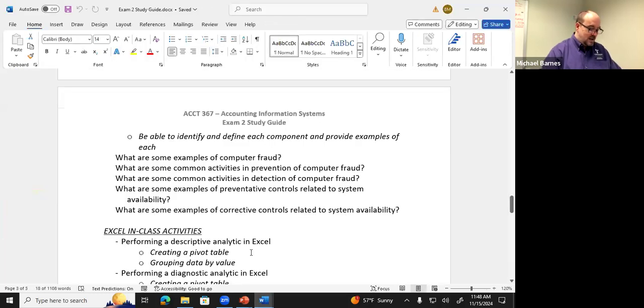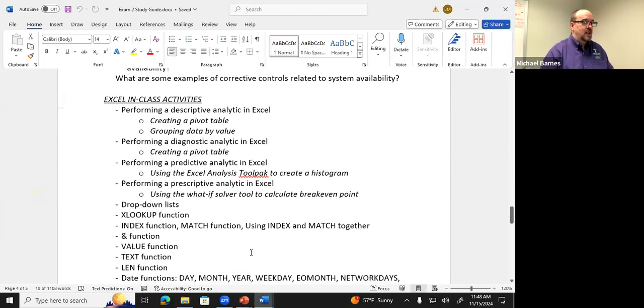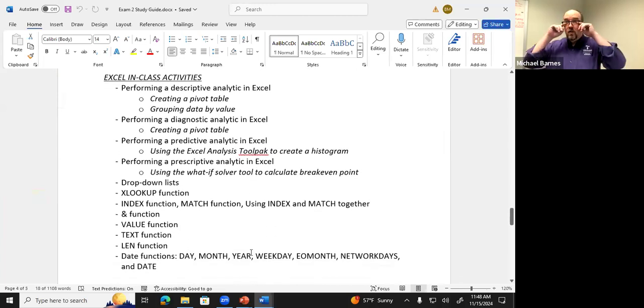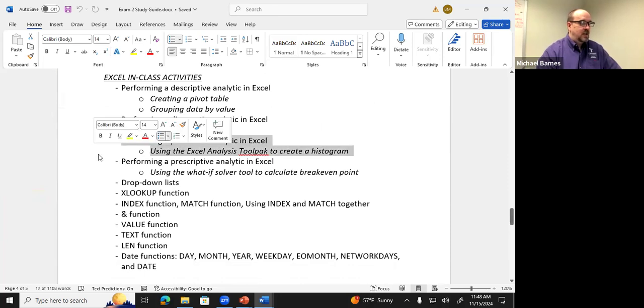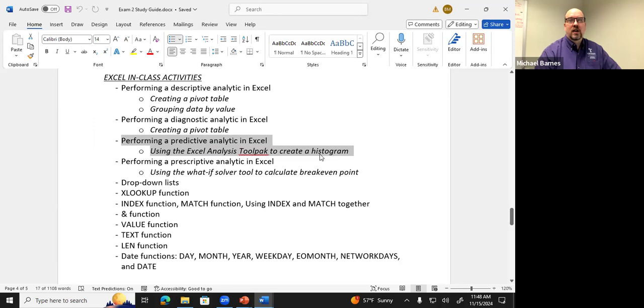All right, so for the Excel in-class activities, I want to reiterate my points. First of all, the predictive analytic in Excel, I forgot to update this for this particular semester. Remember, we talked about this, that we could not actually install the data analysis tool pack to create a histogram. So I won't ask you questions about how to create a histogram. Basically, all we did in that is a group by pivot table, which we've already done before, so you don't need to know anything there. So there's probably not going to be a question on this.